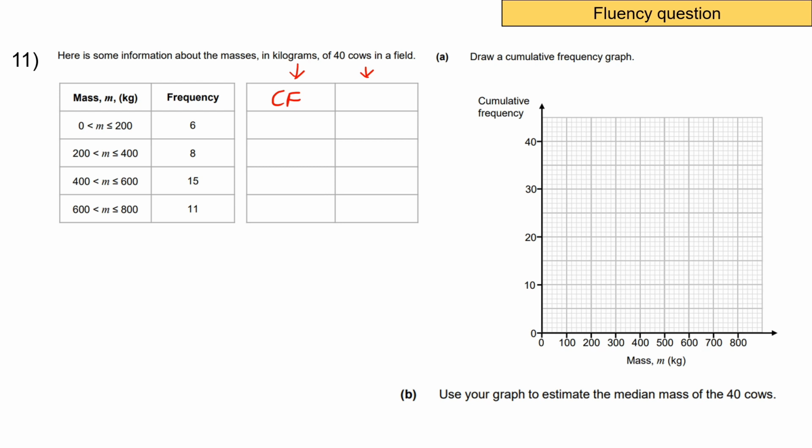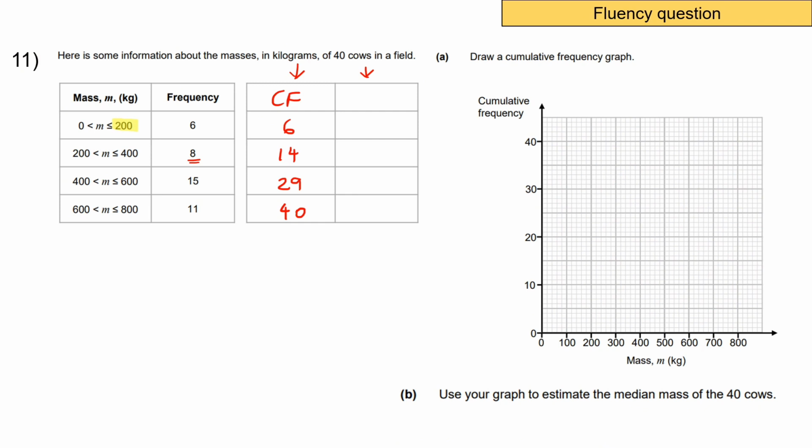Okay, so the cumulative frequency will start from 6. We're going to be adding on the next point, which is 8. 6 plus 8 is 14. 14 plus 15 gives us 29. 29 plus 11 gives us 40. And one thing we need to remember with cumulative frequency is that whenever we're plotting these, we plot against the upper boundary, the maximum point.